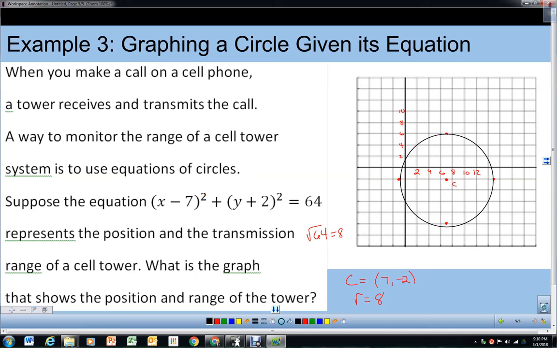Okay, so we get all the points, and the boxes here are not drawn exactly square, so it's going to be a little bit off, but it should have this general shape. All right, now pause the video, work part B, and come back and see how you did. Remember, the first thing you need to do in every problem is always identify the center and the radius.